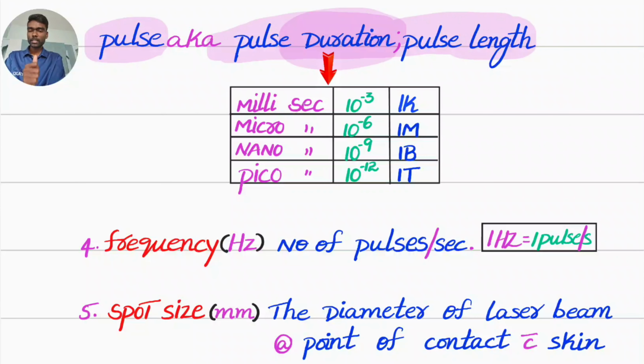That is in milliseconds, which is the 1,000th part of a second, 10 to the power of minus 3. If we cut the second into 1,000 parts, just one part is a millisecond. Microsecond is 1 millionth part of a second, 10 to the power of minus 6. Nanosecond, 1 billionth part, 10 to the power of minus 9. Picosecond, 1 trillionth part of a second, that is 10 to the power of minus 12. Based on this, a picosecond laser is most precise. P for pico, most precise, and will generate less heat.